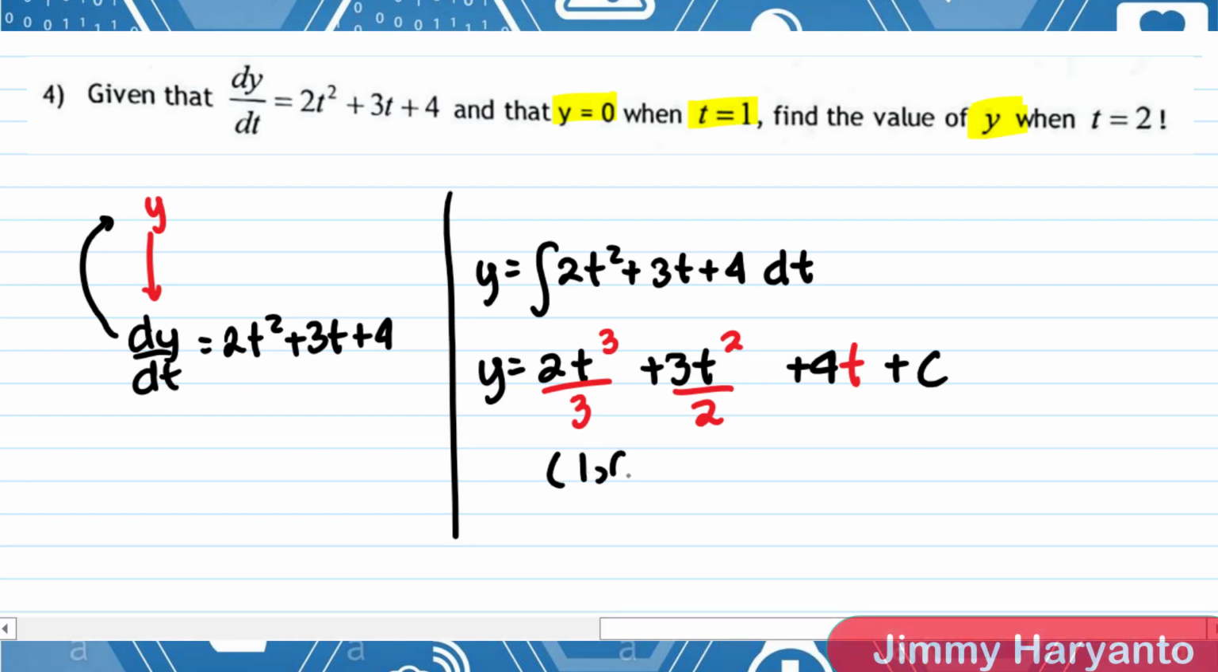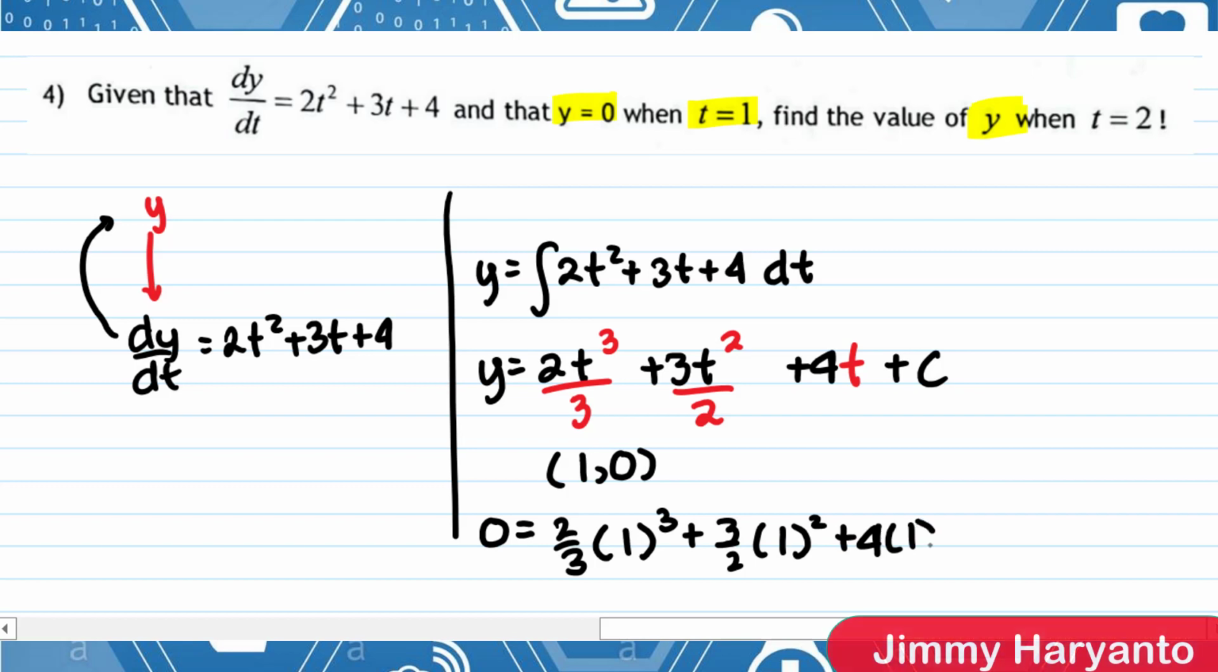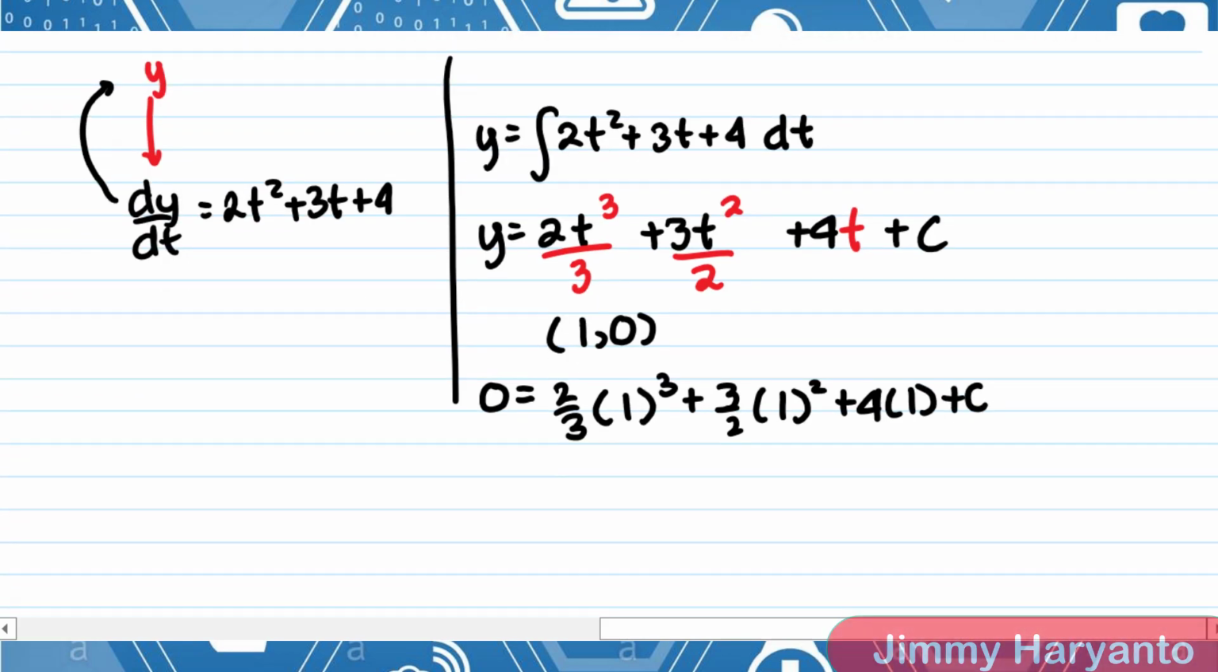And then as usual the questions give you the point. So the point is 1, 0, t equals to 1, y equals to 0. That means you can substitute it into your equations. 2 over 3 times 1 to the power of 3 plus 3 over 2 times 1 to the power of 2, and then 4 times 1 and then plus c. You can get the value of c from here.